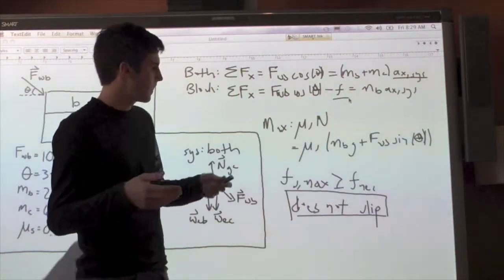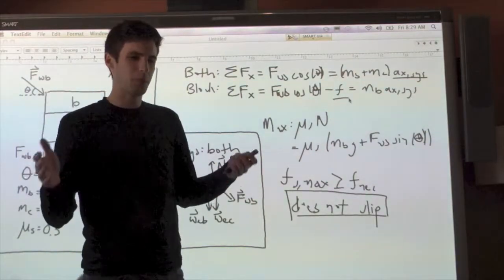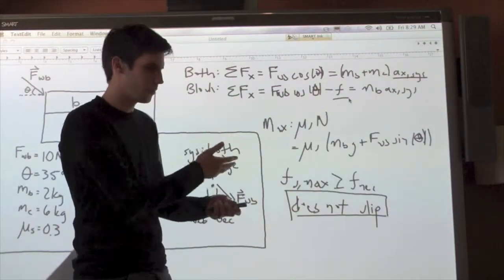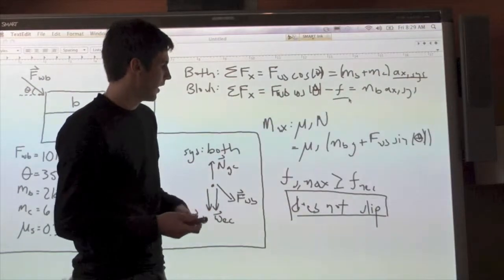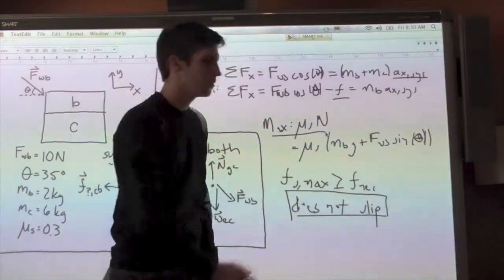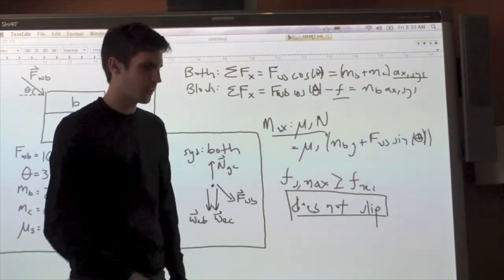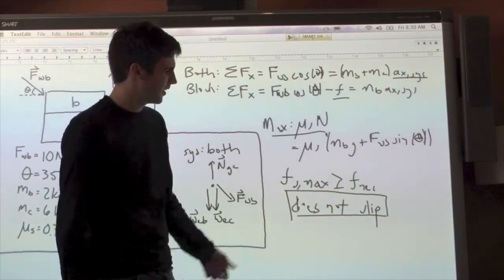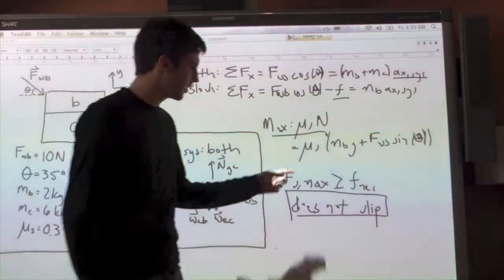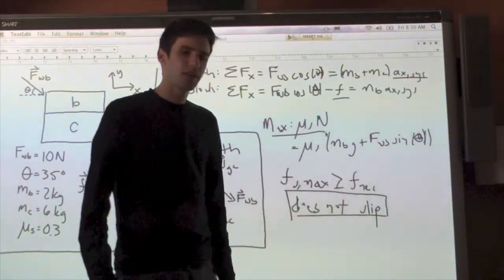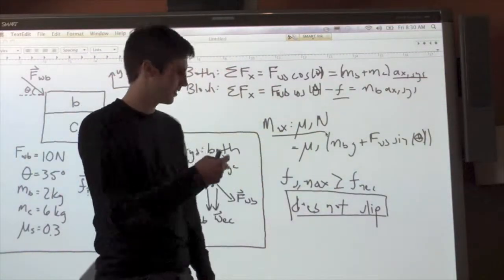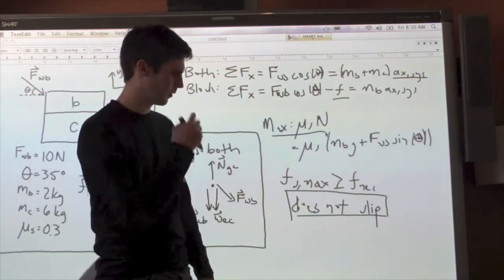The question is, is it bigger or smaller than the maximum possible value? Is it possible for it to stick together? Because if it is possible, then of course they're not going to slip if they don't have to. We calculate the max static friction force, which is equal to mu sub s times the normal force, the coefficient of static friction times the normal force. If we do a sum of forces in the y direction on block 1, we find that the normal force is the weight of the top block plus the y component of that incoming force.